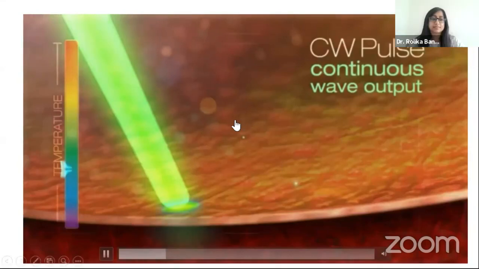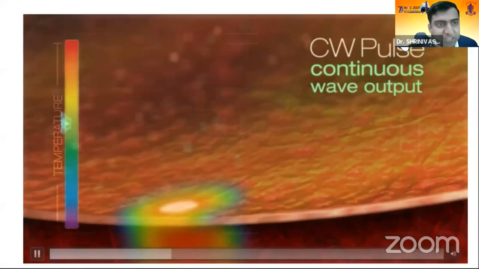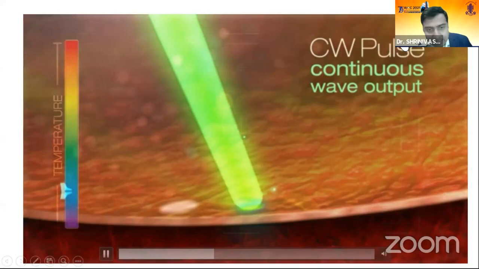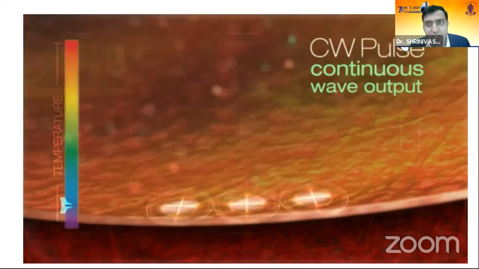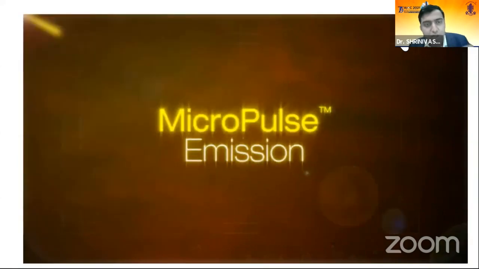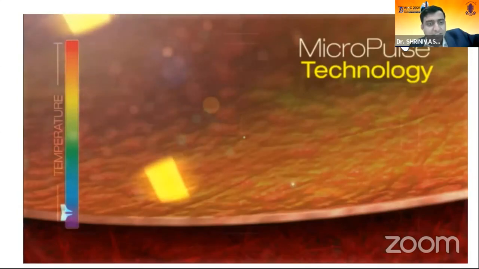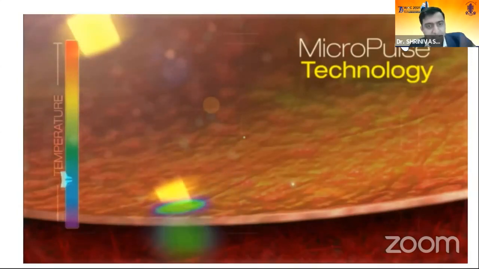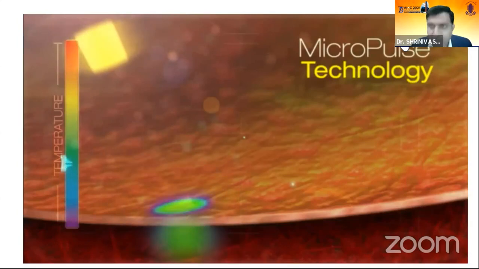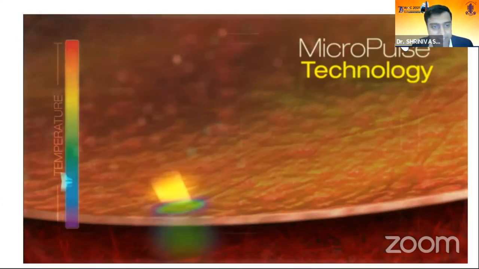Yes, sir. Okay. So here you can see in the case of continuous waveform laser, the temperature bar rising on the left, so the heat dissipation to the surrounding structure is more. Whereas in micropulse emission, short pulse bursts of laser are used. With this, you can see in the left-hand temperature bar, the temperature rises and then comes down again, rises and comes down again. That is the micropulse technology, and it's also described as the fovea-friendly laser.